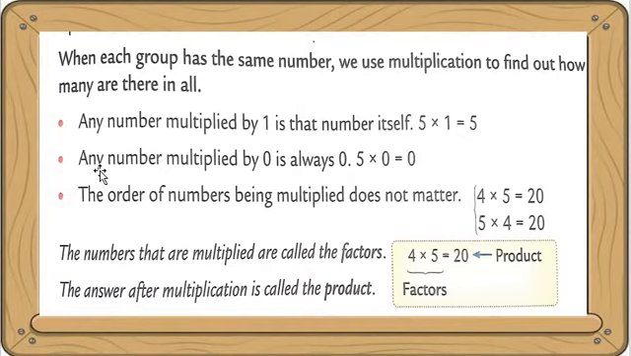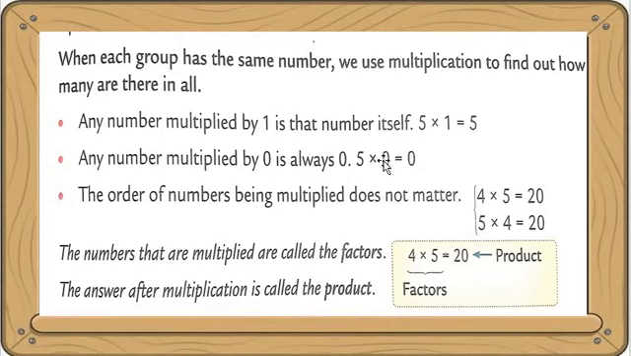Now the second point is what? Any number multiplied by 0 is always 0. Understood? The first point is any number multiplied by 1 is that number itself, but here, any number multiplied by 0 is always 0. Understood? Got my point, all students? Any number multiplied by 0 is always 0.